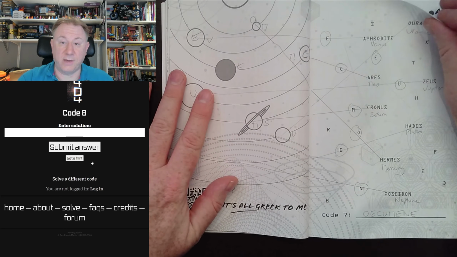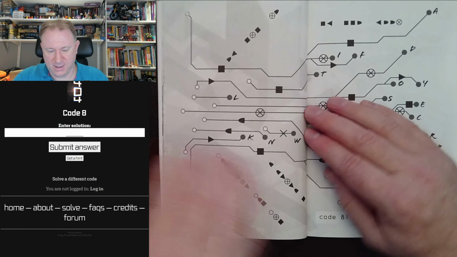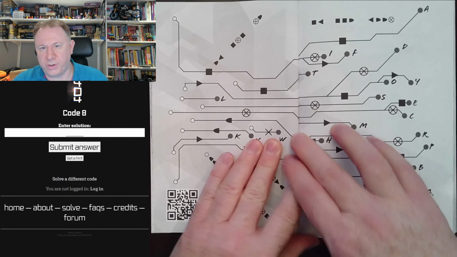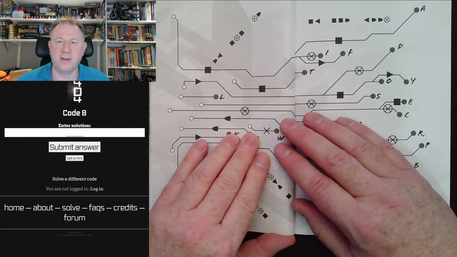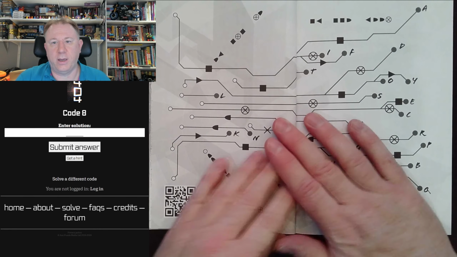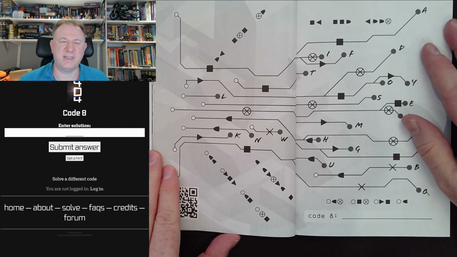Right, so there we go. Now this next one is actually slightly lost in the join of the book, but you can hopefully see that the lines continue, or at least they are intended to continue across the spread. Okay, so what have we got here? Well, it looks a bit like a circuit diagram. There's a sort of tech theme to this book.